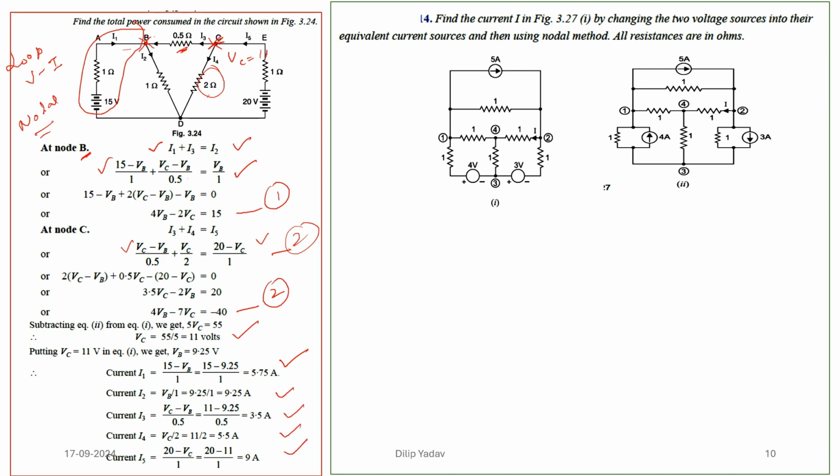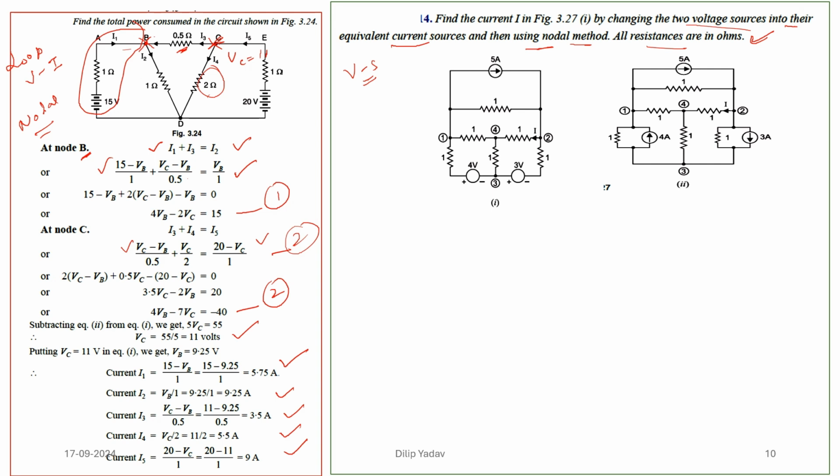Now coming to this question, it says to find the current in the figure by changing the two voltage sources into the equivalent circuit and by using nodal analysis, with all the resistances in ohms. It says change the two voltage sources into their equivalent current sources. That means it is asking to convert from voltage to current source, and then use nodal analysis.